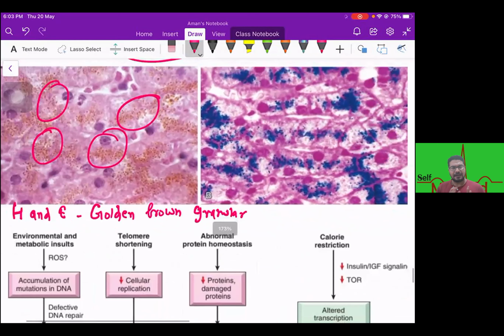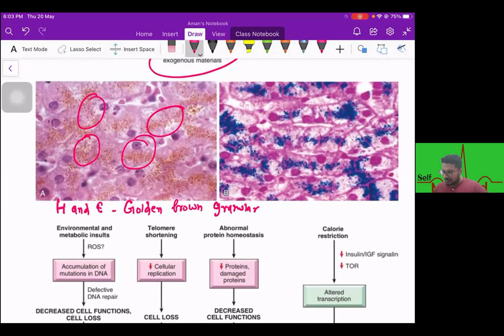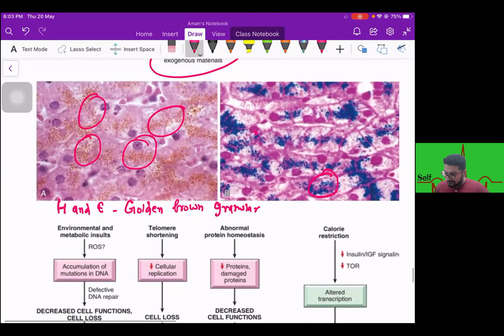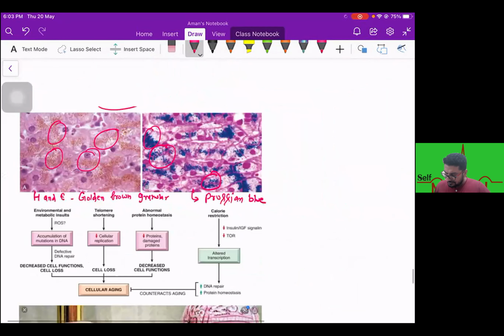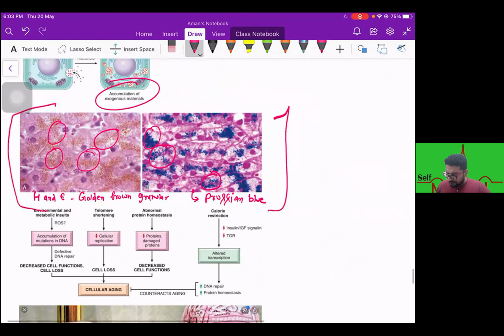And here you can see this is the normal H&E, the most common stain that we use. And if you see this under this other stain, it's a blue color stain. This blue color stain, we call Prussian blue. So this is a Prussian blue stain. Understand this: what you will notice in both images is a golden brown color with a granular pattern in hematoxylin and eosin stain, and in Prussian blue stain you will see the bluishness, right?